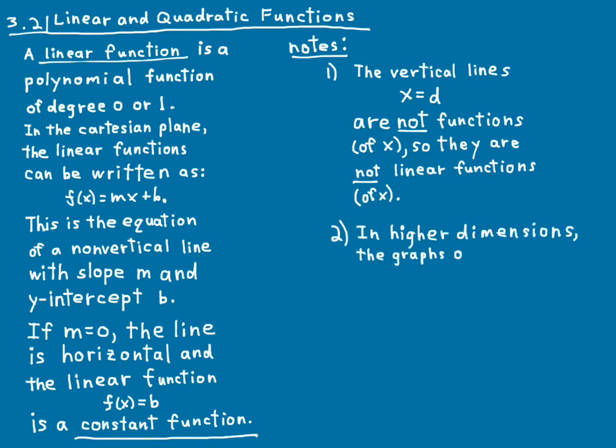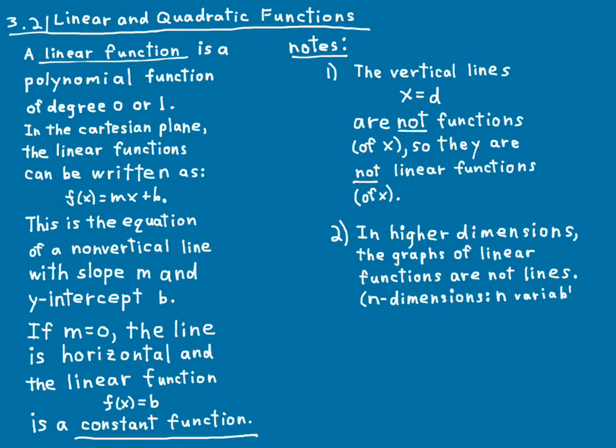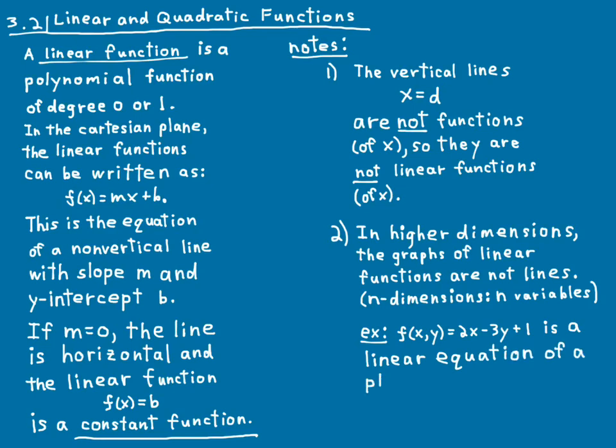In higher dimensions, the graphs of linear functions are not lines. So n dimensions means n variables. So in 3 dimensions, you'd have something like this. f of x, y equals 2x minus 3y plus 1. It's a linear equation of a plane in 3-dimensional space.